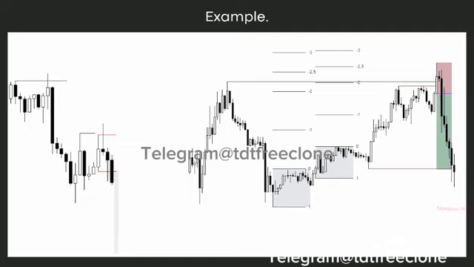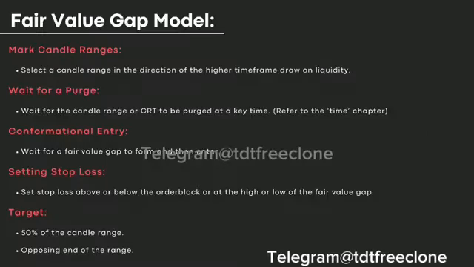Now let's move on and discuss the third type of entry model. Last but not least, we've got the fair value gap or FVG model, which is the second type of confirmational entry model. It's basically the same as the order block entry model with just a small difference, which is that instead of an order block confirmation, you'll be looking for a fair value gap or FVG confirmation. You're going to be waiting for an FVG to form instead of an order block, which adds another layer of confirmation and clarity to your entry and makes it even more high probability.